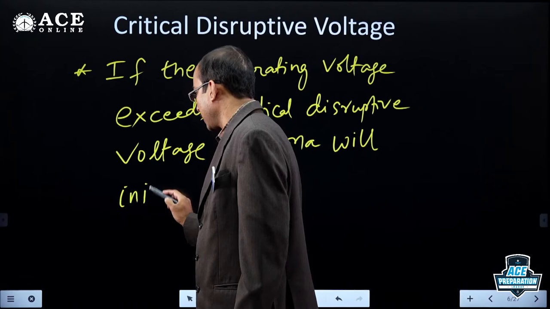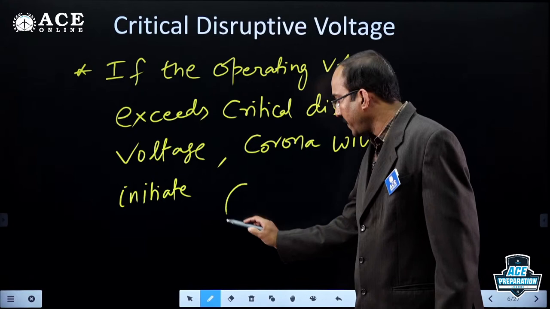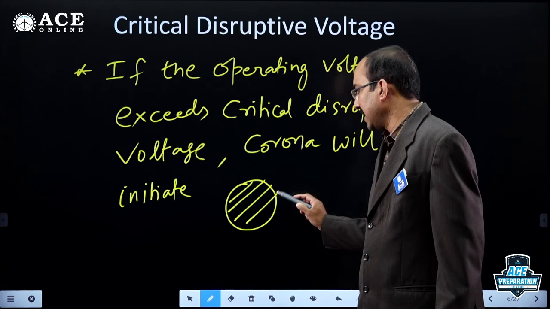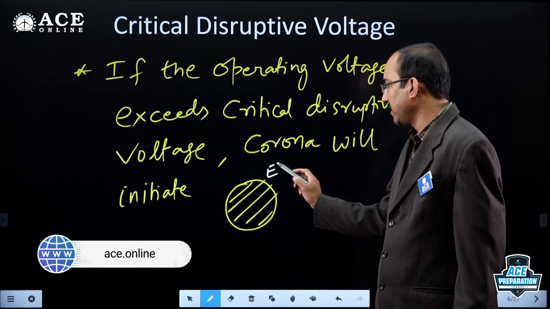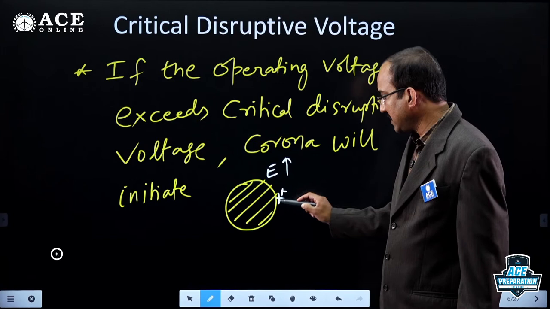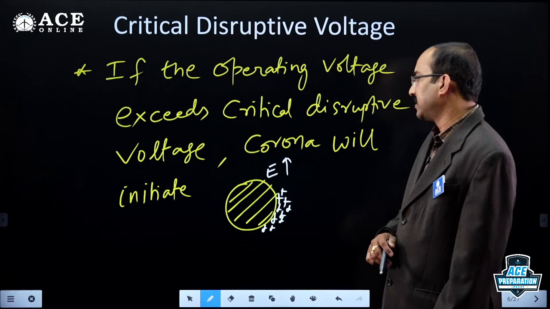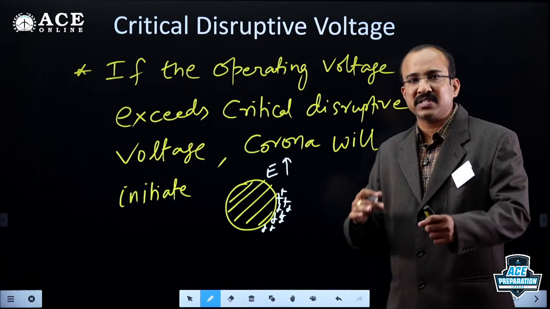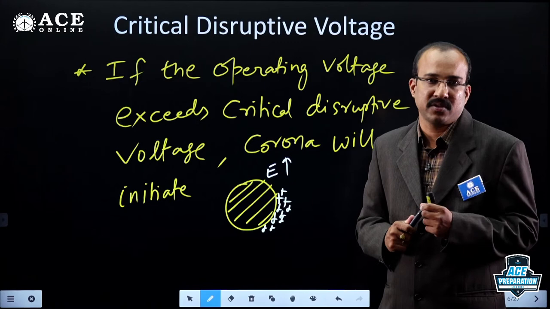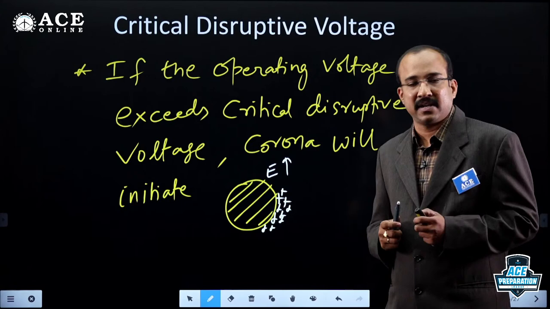What happens, sir? Whenever the operating voltage exceeds this critical disruptive voltage, the electric field intensity will be very high. Yes or no? Whenever the electric field intensity is high, there is a chance of ionization at certain locations on the surface of the conductor. So the voltage at which the corona is initiated is nothing but what? Critical disruptive voltage, or breakdown of air taking place. That is nothing but critical disruptive voltage.